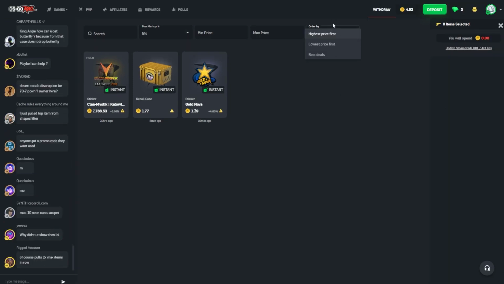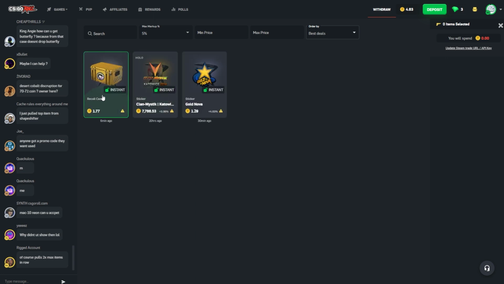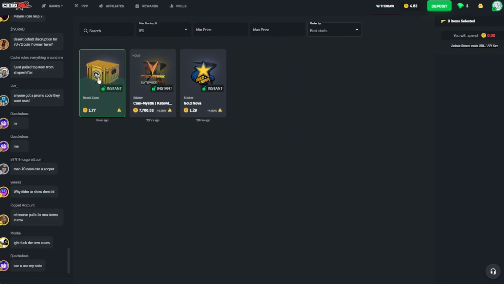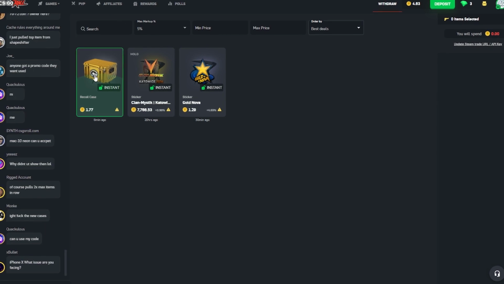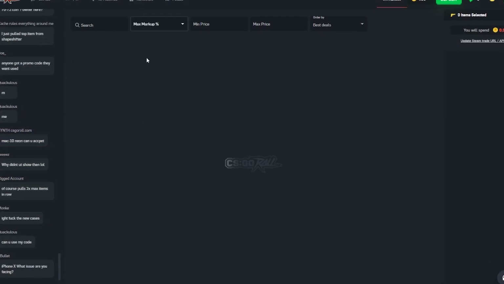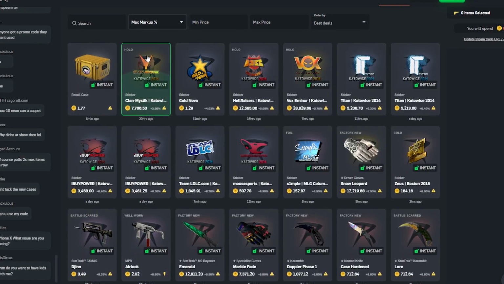Also, this order buy button is another very useful tool. Best deals will always put the cheapest or lowest percent item first, even if it's something that's marked under 0% of the item's price. So that's something you want to pay attention to. But for sake of example, we're just going to go to 12%. So there's some more items to look at.